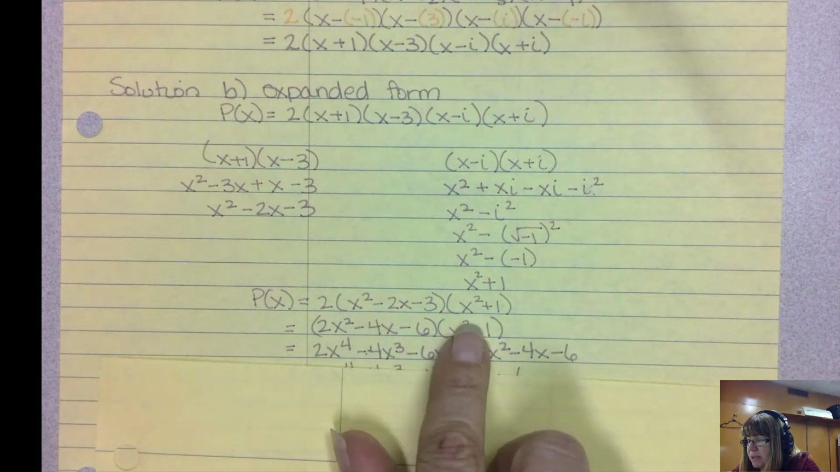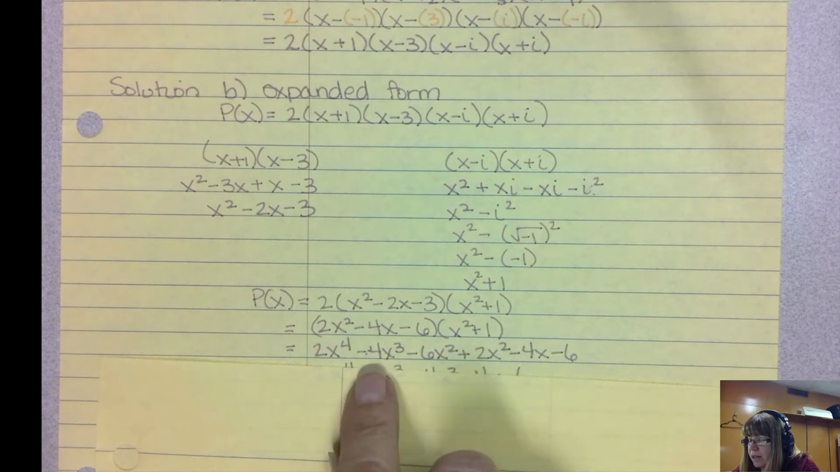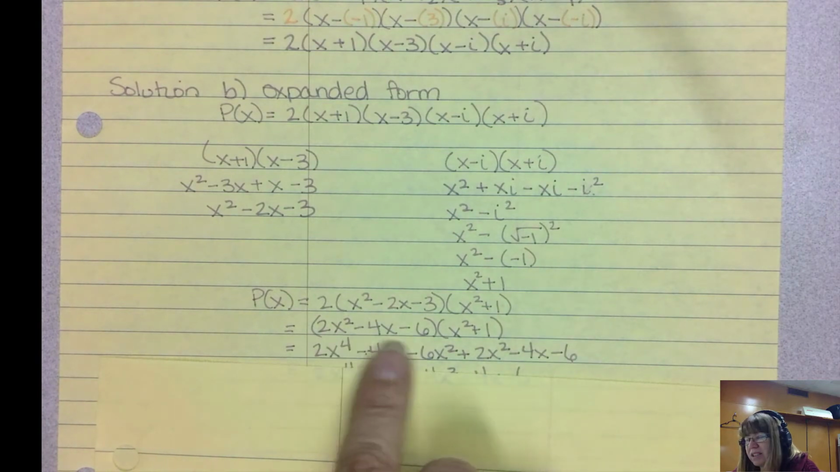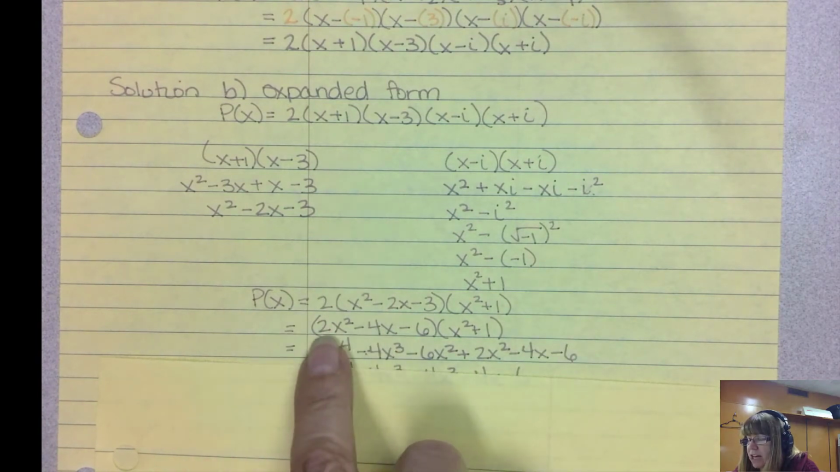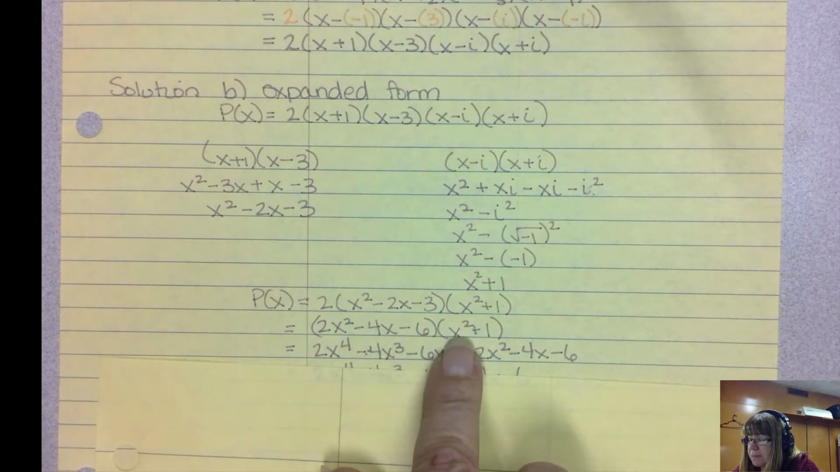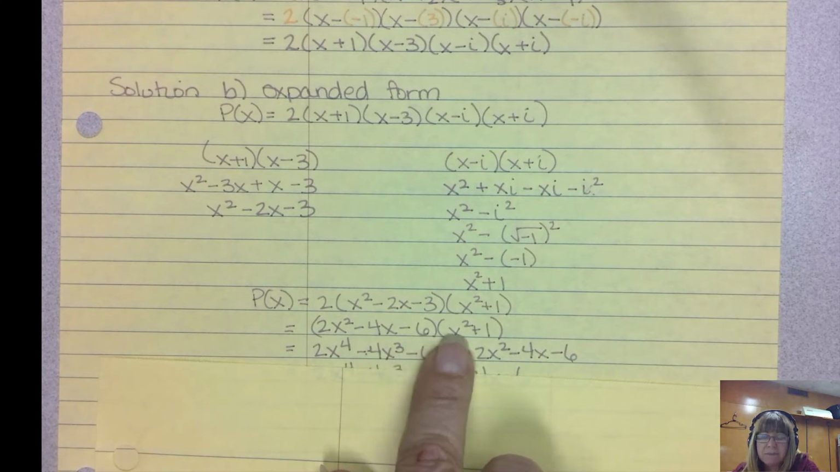2x squared times x squared is 2x to the 4th. I probably did all the first, so let me start over. 2x squared times x squared is 2x to the 4th. Negative 4x times x squared is negative 4x cubed. Negative 6 times x squared is negative 6x squared.